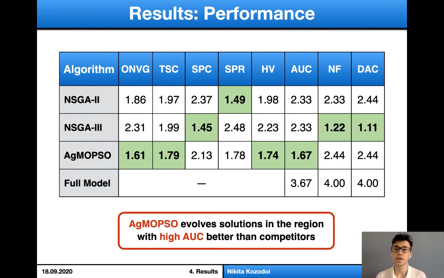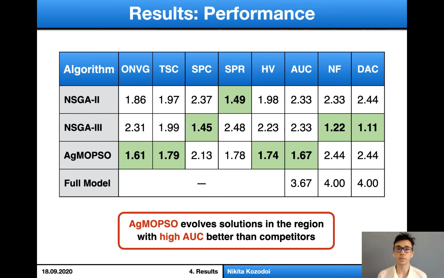The last 3 columns of the table represent mean ranks in terms of AUC, number of features, and data acquisition cost. First, we see that all multi-objective algorithms perform better than the full model. Second, we can see that AgMOPSO achieves the best AUC across the algorithms. At the same time, we see that NSGA3 achieves a lower number of features and acquisition cost. It is important to note that this comes at a cost of having a much lower AUC. This indicates that compared to the genetic algorithms, AgMOPSO more efficiently explores the search space with a higher AUC.